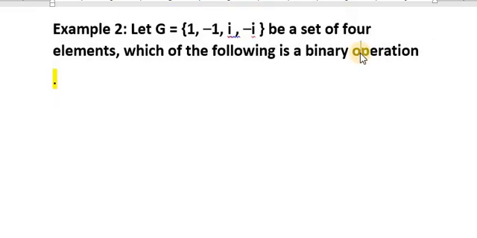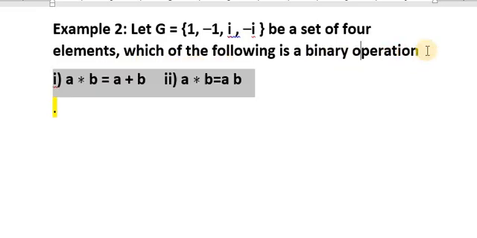Example 2. Let G equal {1, -1, i, -i} be a set of 4 elements. Which of the following is a binary operation? Here I have taken two problems, that is a star b is equal to a plus b, and a star b is equal to ab.